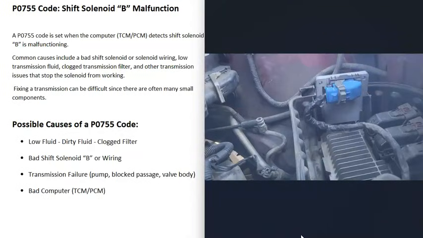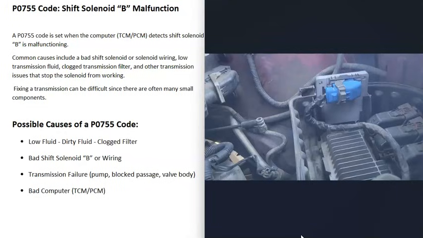And the last thing on the list is going to be a bad computer, like a bad transmission control module or a bad powertrain control module or something like that. This isn't too common. Usually when you get a P0755 code, it's going to be something else. It's fairly rare for a computer to go bad, but it is possible and it does happen sometimes.